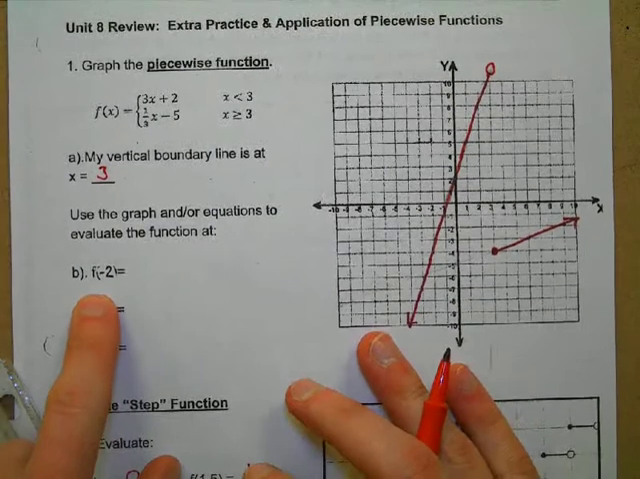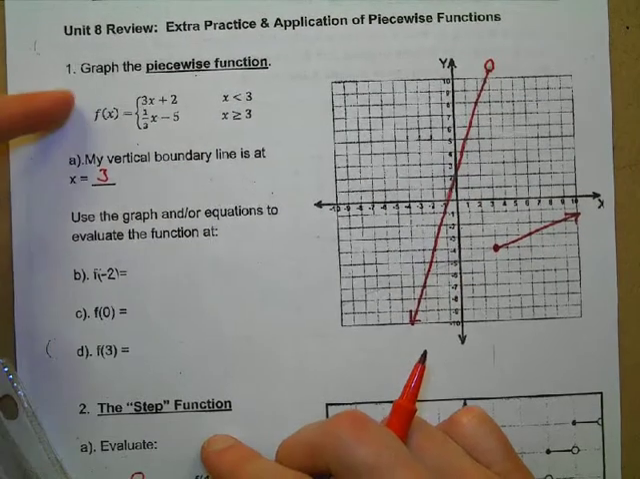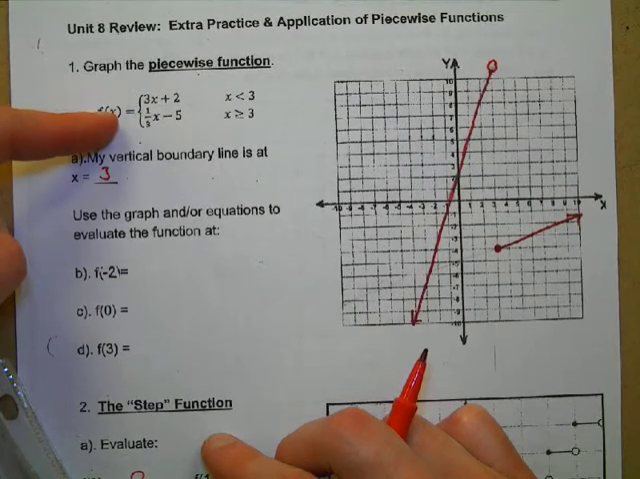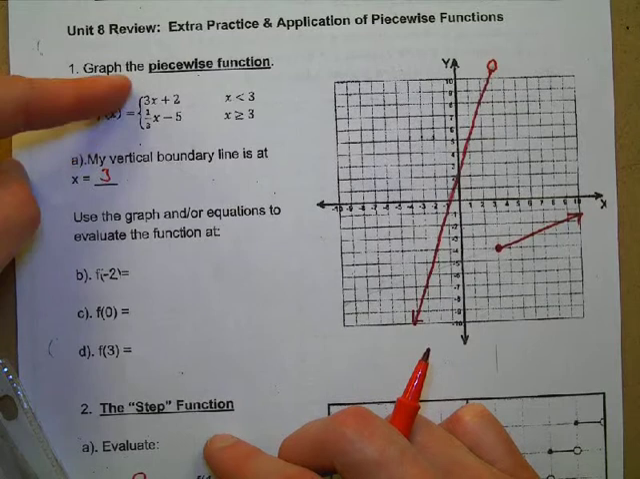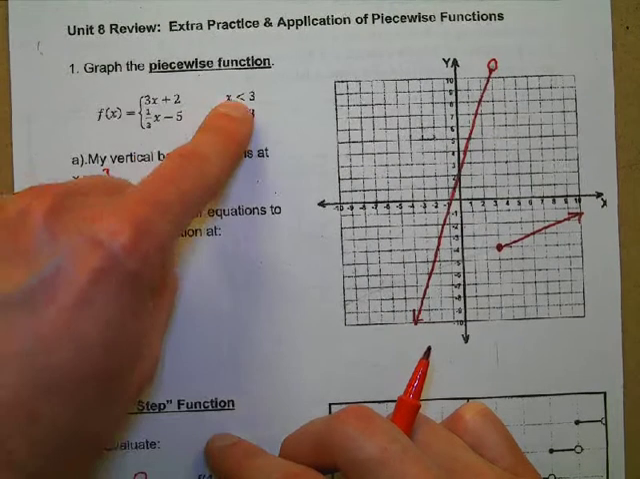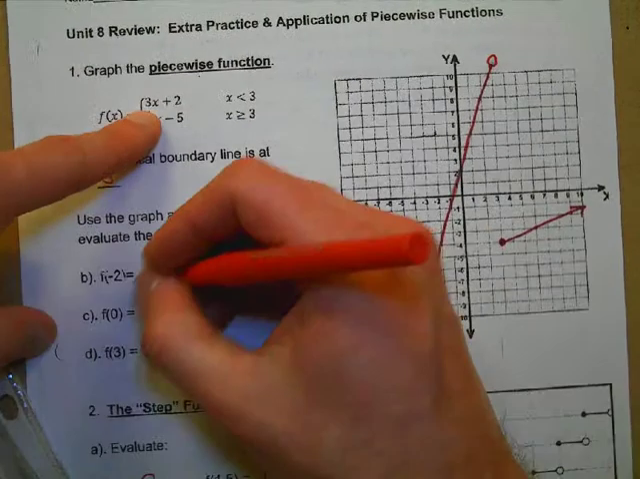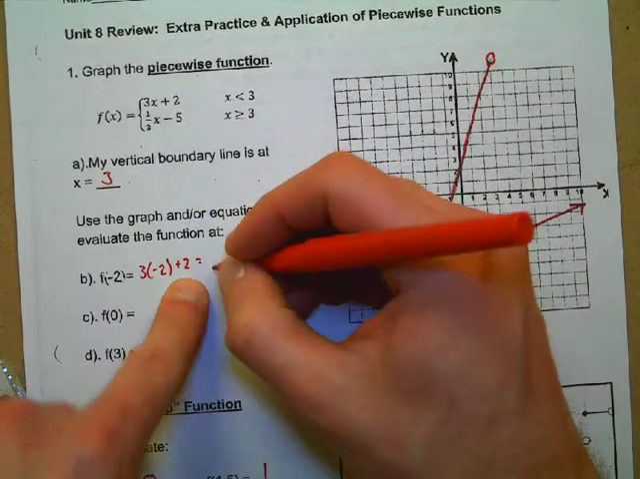Now again, we don't need to use our graph. Which piece of our function can we plug it into? The top or bottom? If we're trying to evaluate f of negative 2 here, folks, should we plug it in the top piece or the bottom piece? Yeah, the top, because negative 2 is less than 3. So we want to use the top piece here, so it'll be 3 times negative 2 plus 2. Negative 6 plus 2 is negative 4.